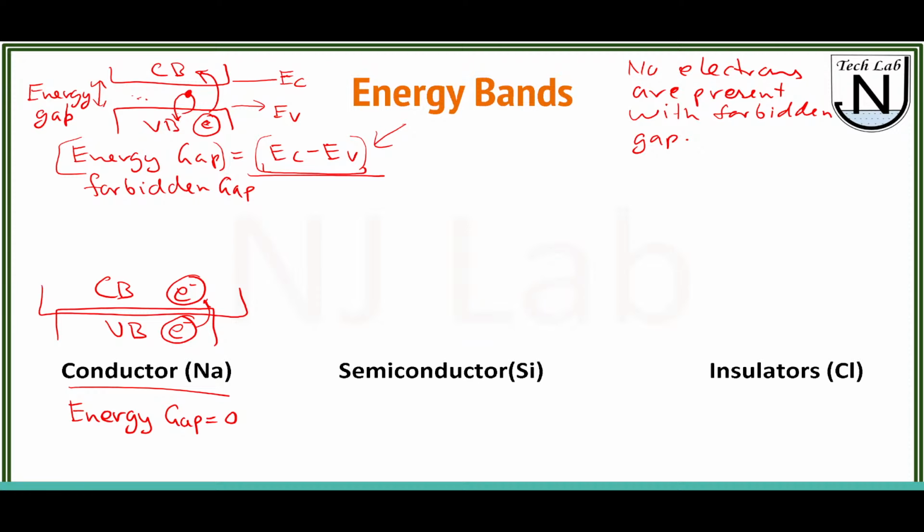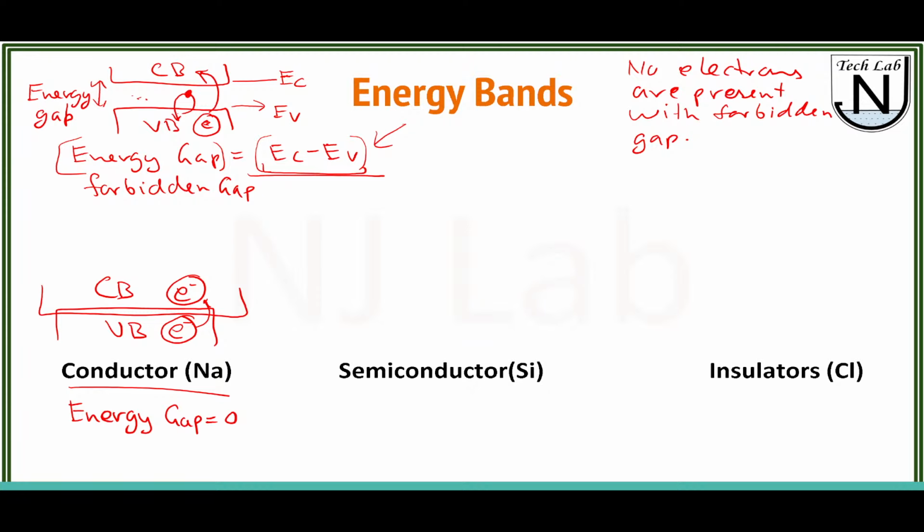And since there is no gap, free electrons in the conductor move randomly even without any voltage supply. When we supply a voltage, we apply some force on the electrons, and that applied force directs them in a particular direction, and due to that, current comes into the picture.